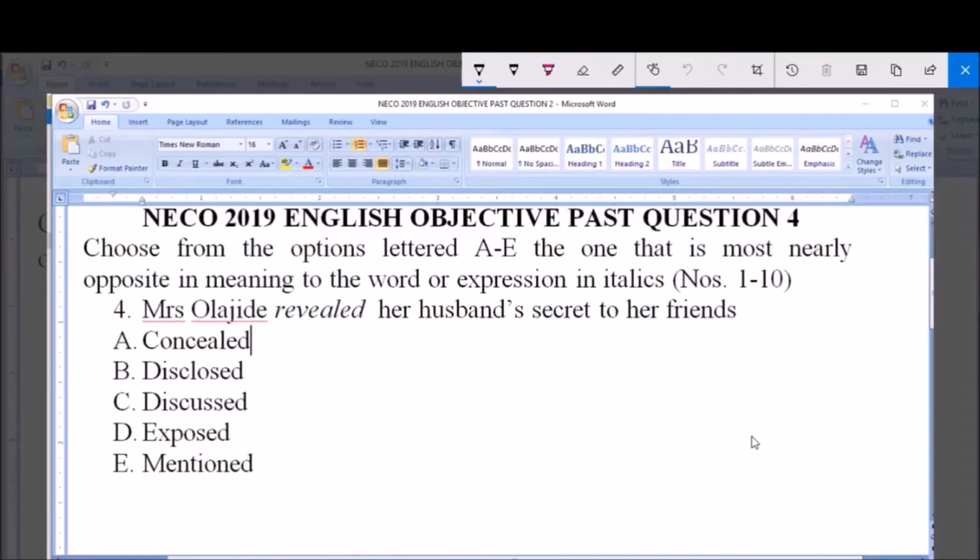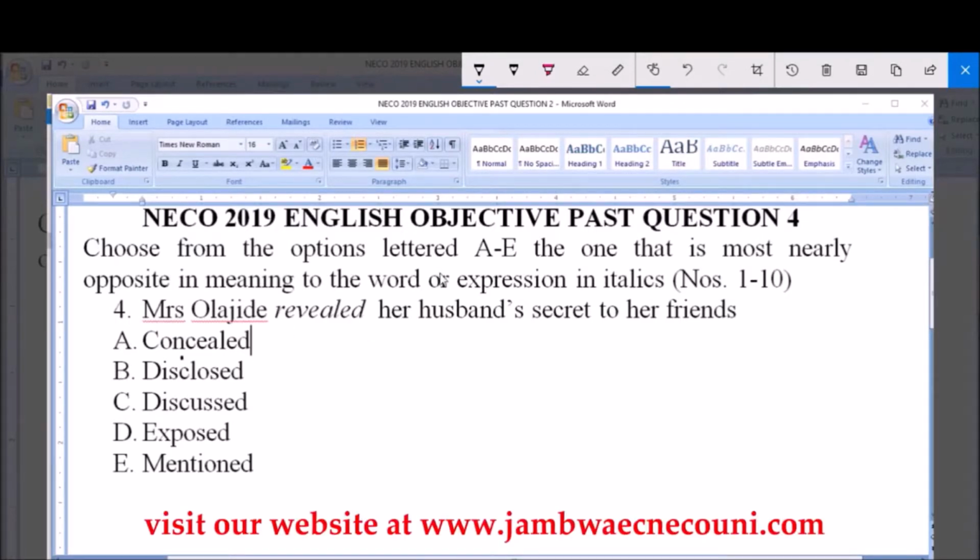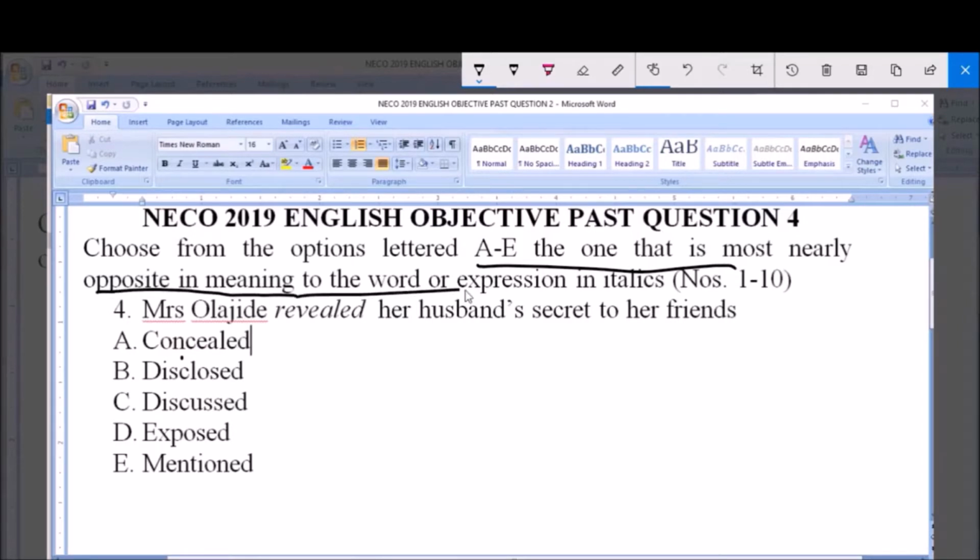Welcome. This is Neco year 2018 English Objective Past Question number 4. The instruction says we should choose the word that is most nearly opposite in meaning to the word in italics, and the word here is revealed. The sentence says: Mrs. Olajide revealed her husband's secret to her friends.